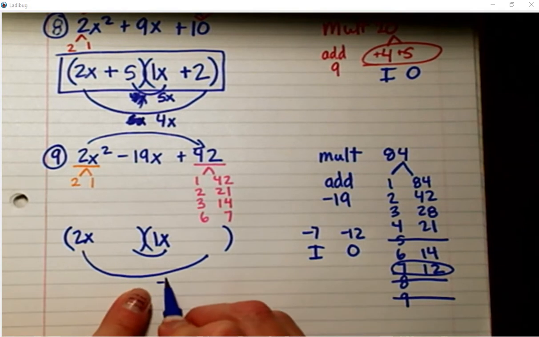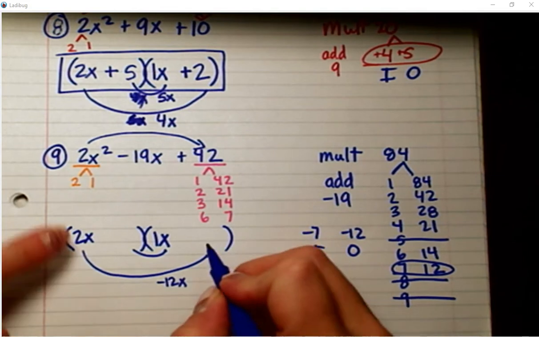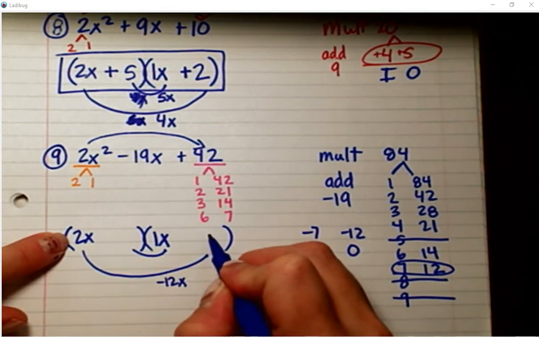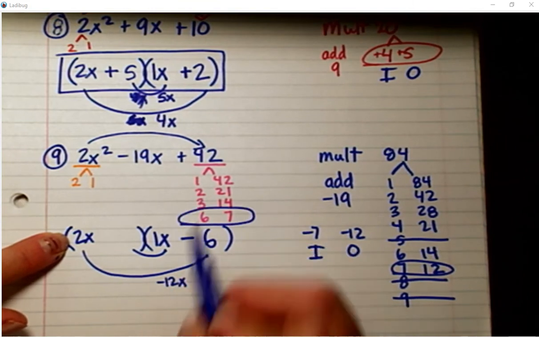I want to make my outer minus 12x because -7 doesn't seem to fit. Who can tell me why -7 doesn't fit as the outer? We'll go, Sasha. Because you can divide it by 2 nicely. Perfect. Okay, so 2 times what gives me -12? Yes, -6. Oh, look, it's on my list.